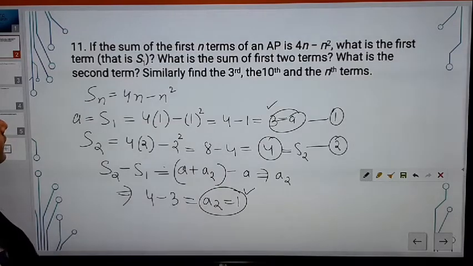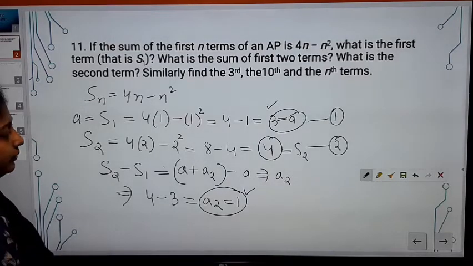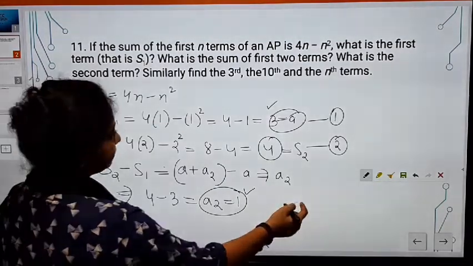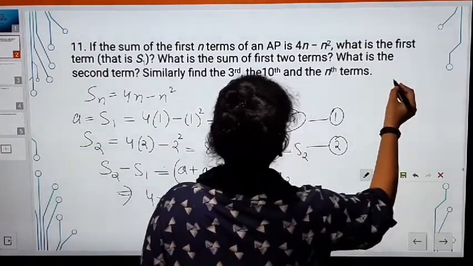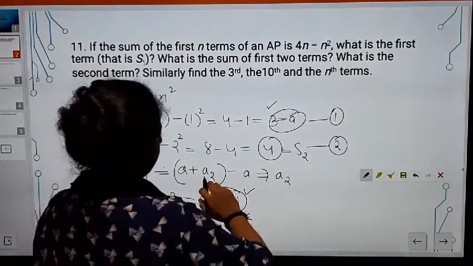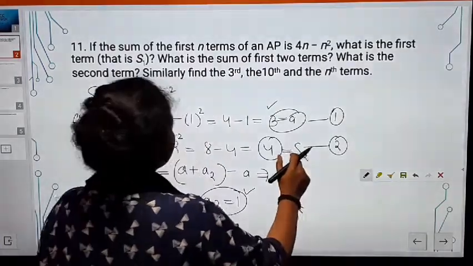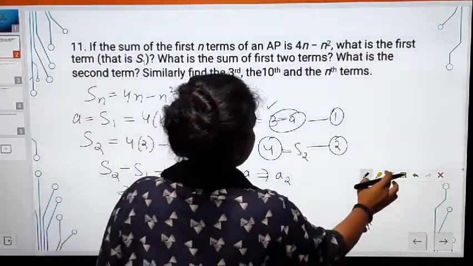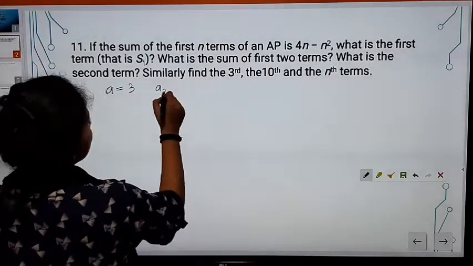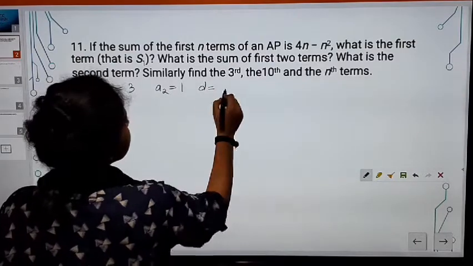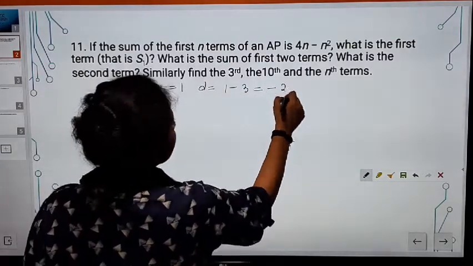Similarly, we have to find the third and the 10th term. Now see, I can write the first term as 3 and the second term is 1. Now I have to find the third term and the 10th term. First term is 3, second term was 1. So common difference is 1 minus 3, that is minus 2.